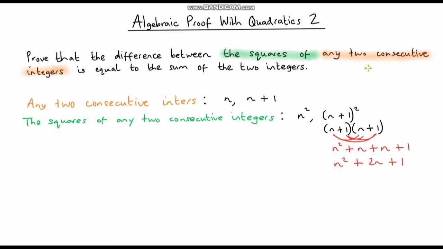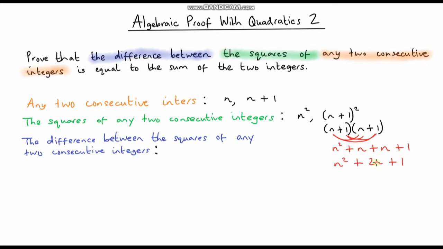So now we have squared both integers. And finally, it says the difference between the squares of any two consecutive integers. So we need to find the difference between these two numbers. So to find the difference between the two, I'm just going to take this expression away from this expression here. So I'm going to do n squared plus 2n plus 1, and I'm going to take away n squared. That will give me the difference between the two numbers.